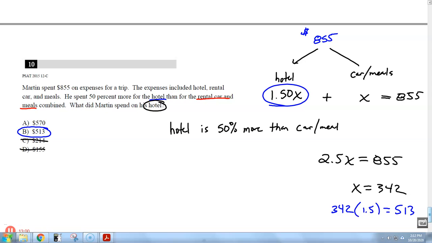Now, if you weren't sure how to set up the algebra, you could do it a different way. You could say, well, let's try 570. If 570 is the hotel, then that leaves 285 for the rental car and the meal. But this is supposed to be 50% more. So if I do 285 increased by 50%, it's not going to come out to be 570. It's going to come out to be 427. So that doesn't work. So I couldn't use A. And if you did B, same way, it would work like that. So that's another option.